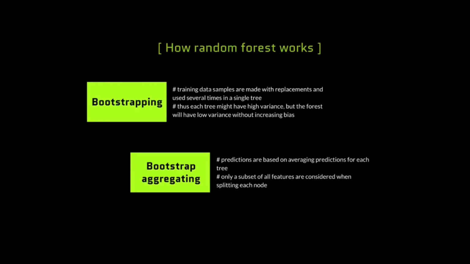Let us summarize in other words how to differentiate a random forest from a decision tree. A random forest combines in some cases even thousands of decision trees and trains each tree with a different set of observations and splits nodes in each tree considering only a subset of all features. Finally, by averaging the predictions of each tree, final predictions are generated by the random forest.